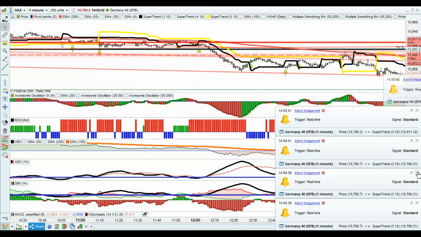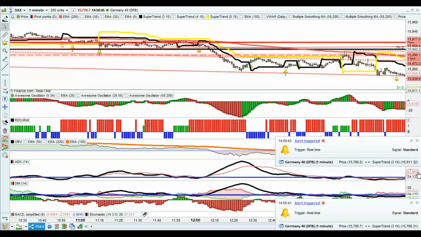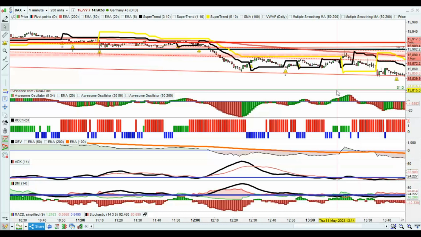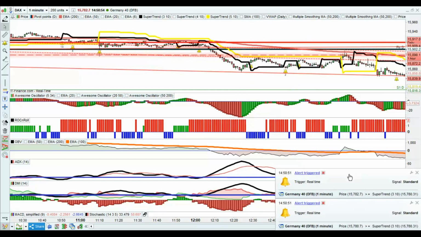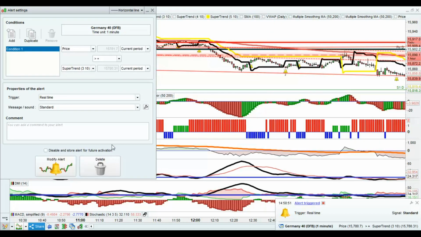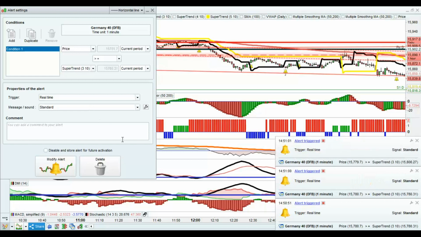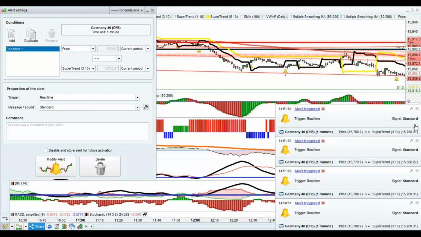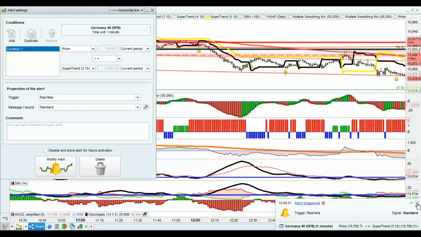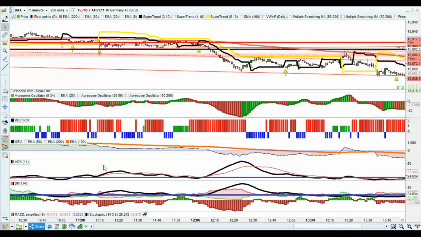So I've just got an alarm going off because there's an alarm set up on the chart so that when the 1 minute super trend is triggered, which you can see here, super trend 3, the alarm will go off like it is now. So let's just close this off whilst I'm recording this.